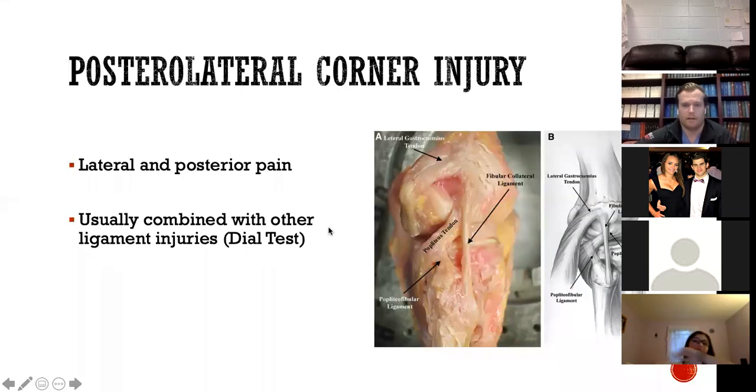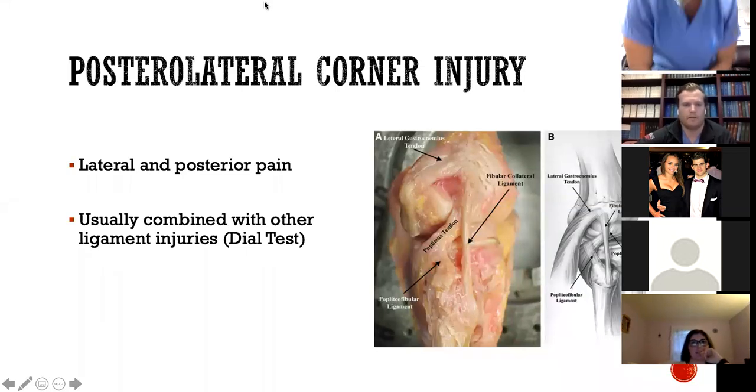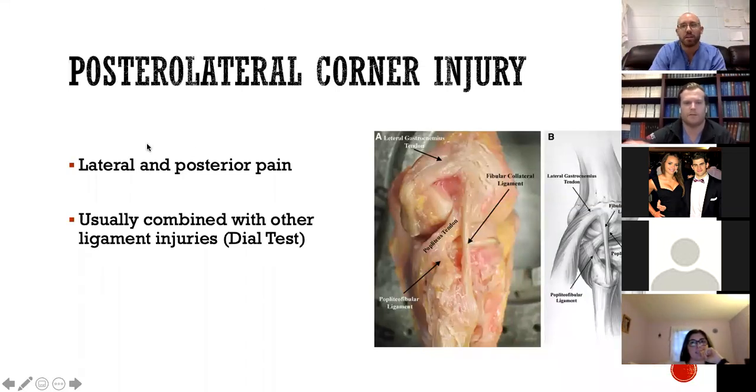Finally, we have the posterolateral corner injuries. These are typically patients who describe lateral and posterior pain. Usually it's combined with other ligamentous injuries, so you'll be doing all the examination maneuvers we talked about before. But then there's also the particular dial test that you'll hear about for posterolateral corner injuries.